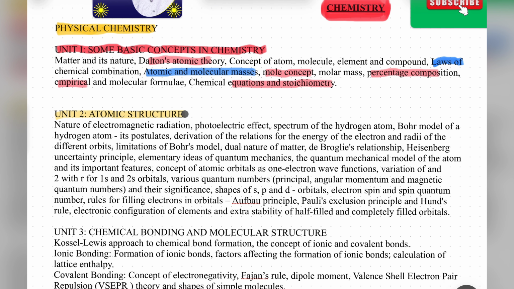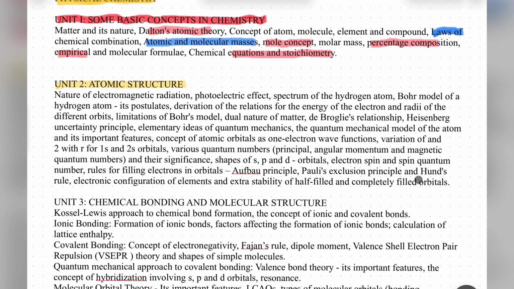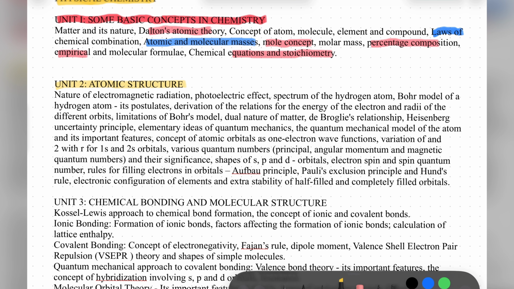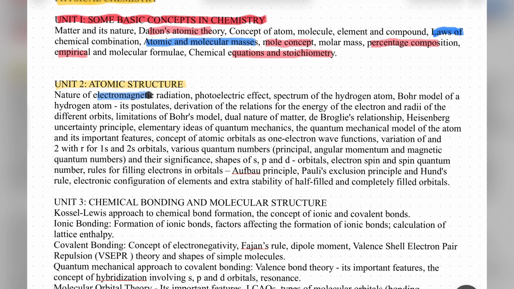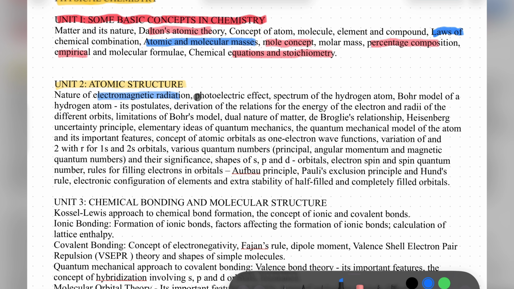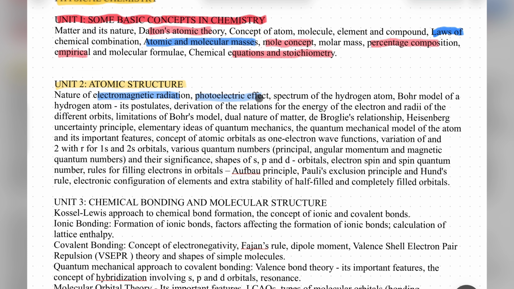Atomic structure, unit 2. In this we have a complete syllabus. See, electromagnetic radiation is there. Subtopic is important. Photoelectric effect is already there. We completed this topic. And hydrogen spectrum also there. Bohr's atomic model. Previously we completed PYQ questions. Better you can see my videos already uploaded, and postulates of this theory.